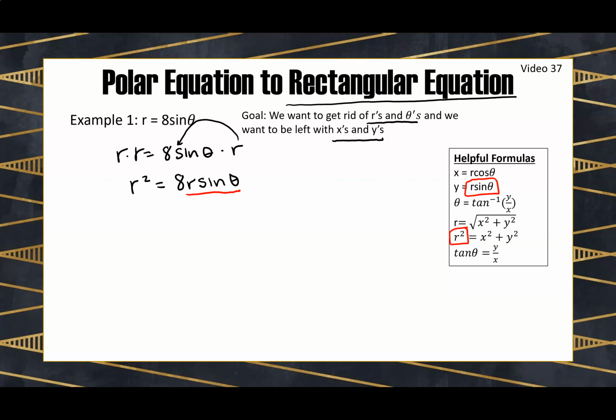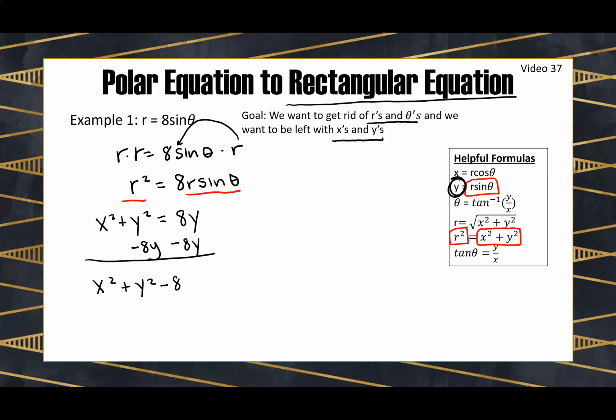So now I'm going to substitute in. So what is r squared? Well, r squared is x squared plus y squared. So I'm going to write this as x squared plus y squared. And what is r sine theta? Well, it's y. So I'm just going to write this as 8y. Okay, now I'm going to go ahead and set this equal to 0. I'm going to subtract 8y from both sides. And I'm going to get x squared plus y squared minus 8y equals 0.